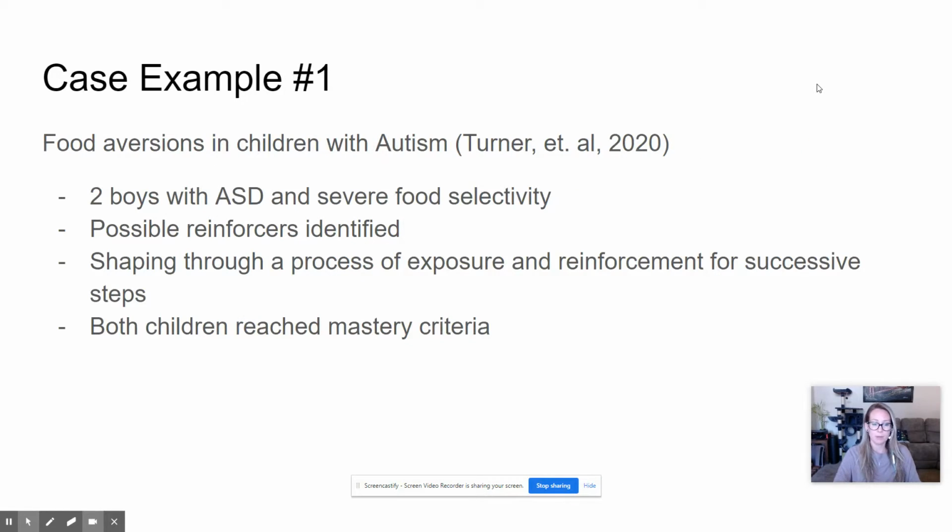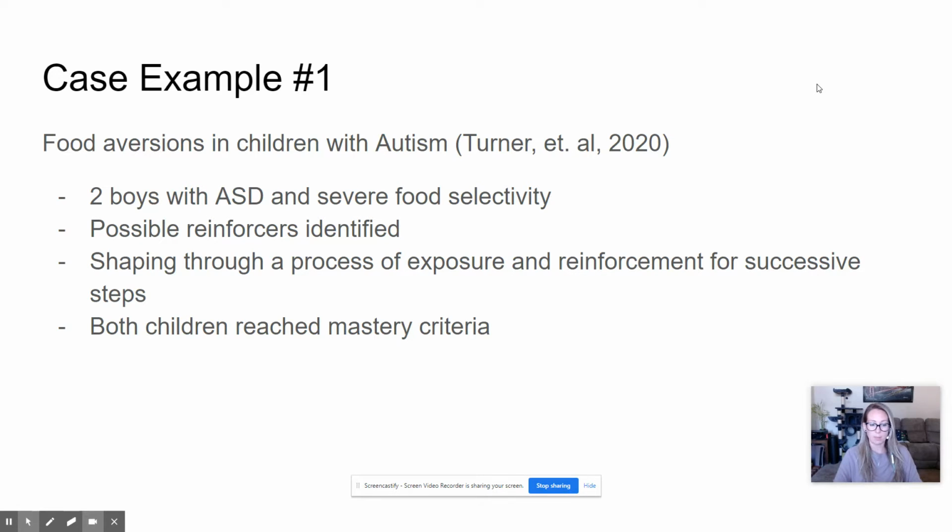There are a few different case studies that I looked at for the purposes of this presentation. The first one was using shaping in children who have food aversions, children with autism, by Turner et al. 2020. So this looked at two boys with ASD who had severe food selectivity. They had a very small food repertoire.